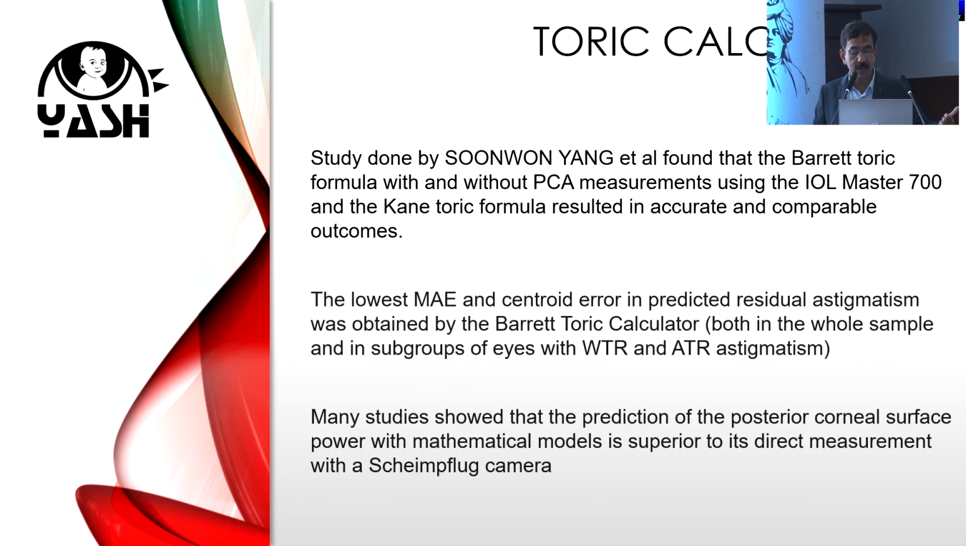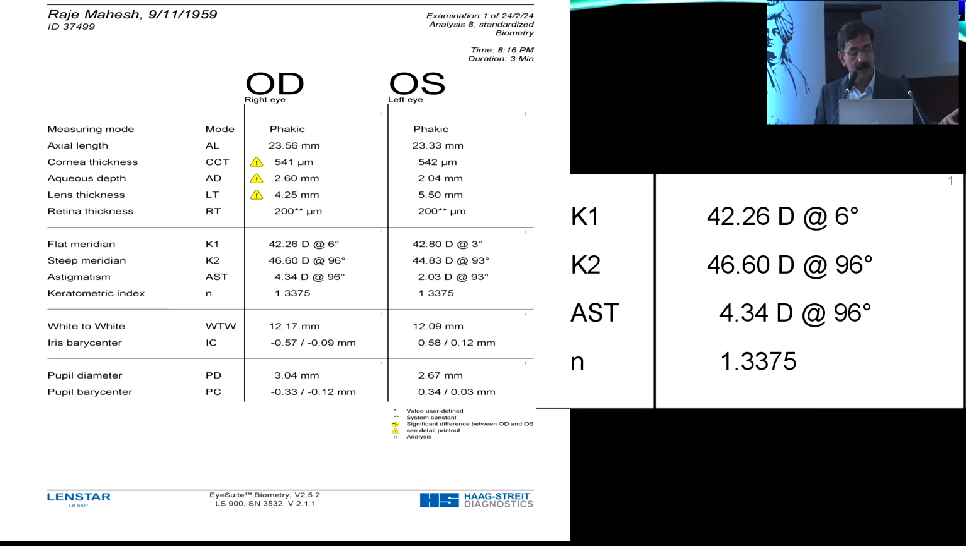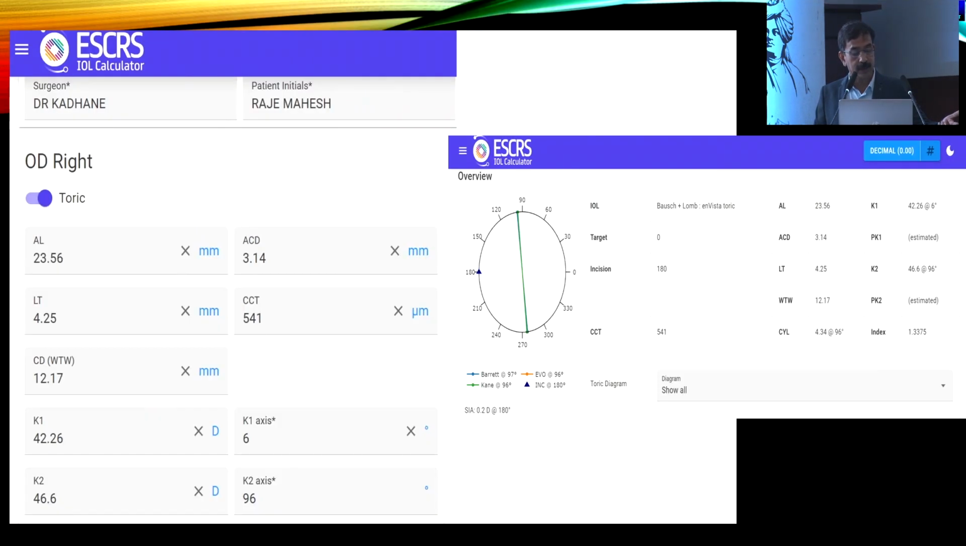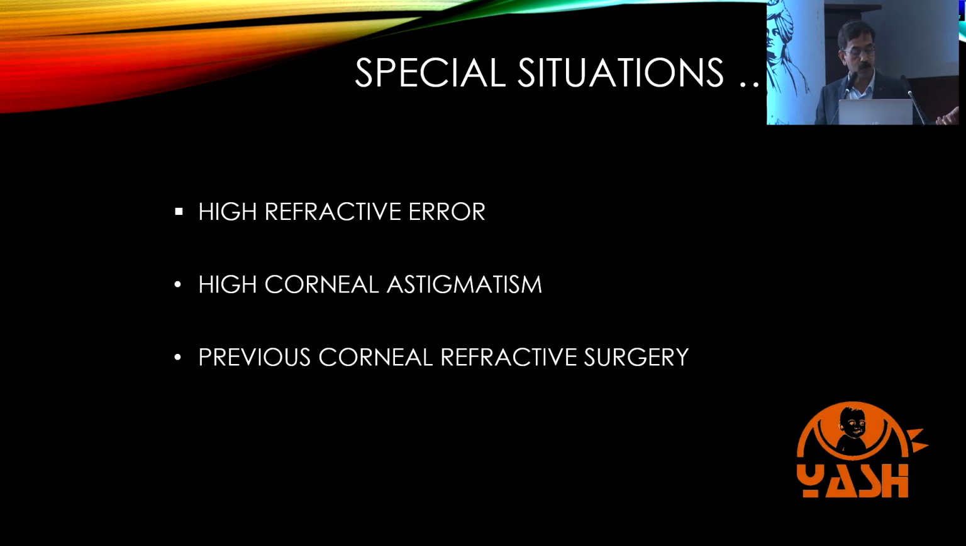There are recent studies that the Barrett toric formula with and without PCA measurements using the IOL Master 700 and the Kane toric formula result in accurate and comparable outcomes. The ESCRS site has a one-stop solution. You put in the data of your keratometry readings, and you get in one set the readings of 4 calculators: Barrett, EVO, Hoffer QST, and Kane. So you just don't have to put readings in different formulas. You have a one-stop solution for that.